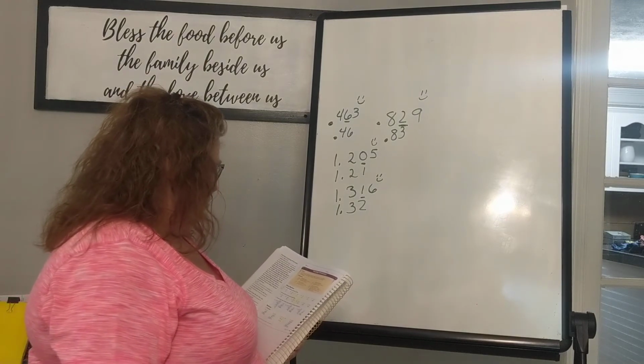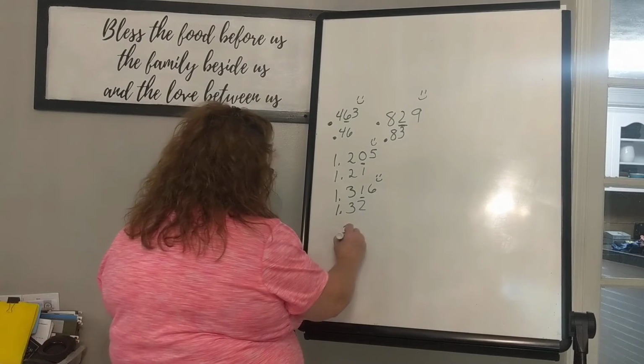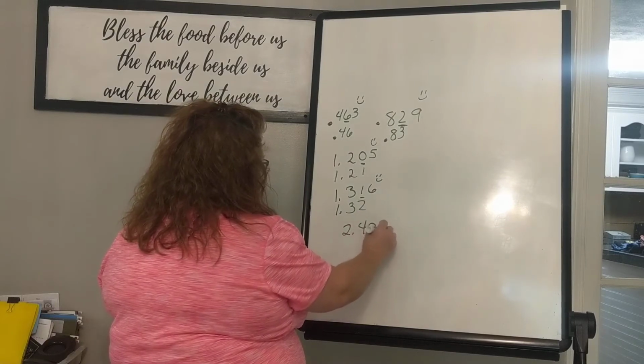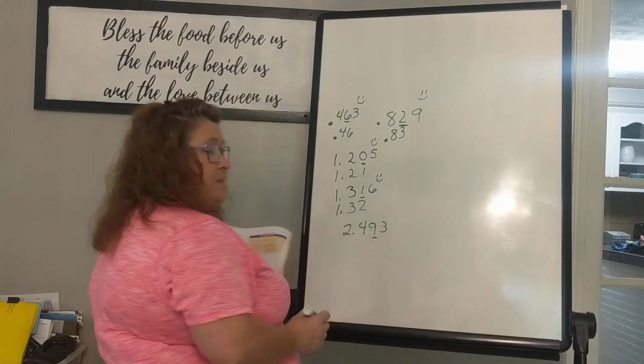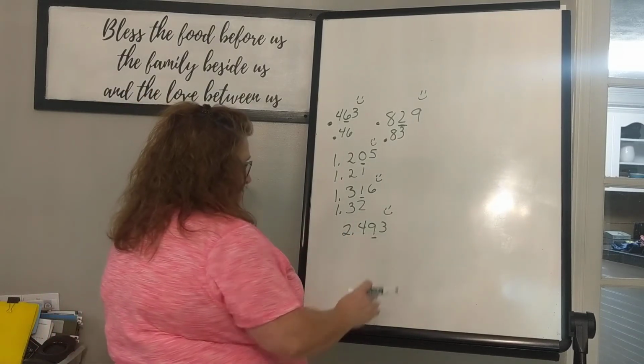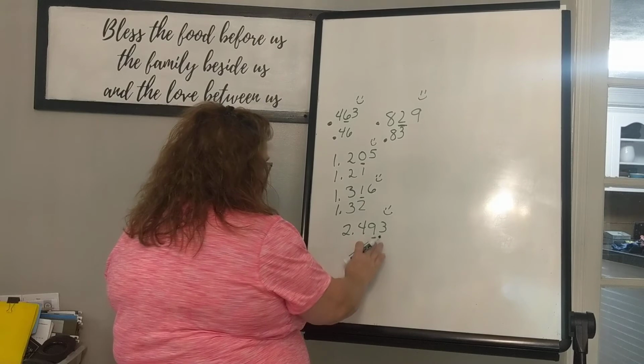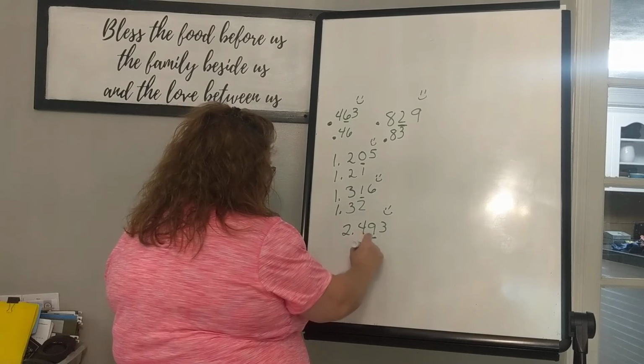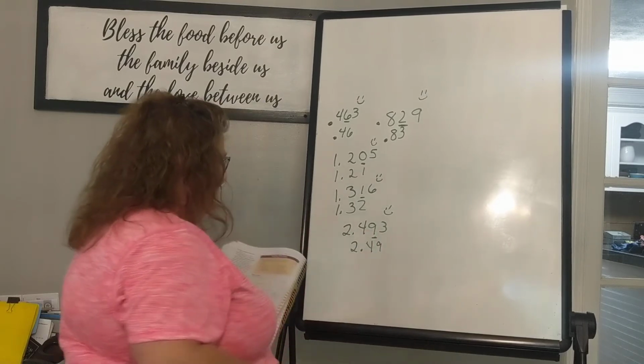Letter E, we have 2.493. The 9 is our digit in the hundredths place. That's where we're rounding. Our 3 is our looker digit. It's less than 5, so we leave the digit we're rounding to alone, and it's 2.49.